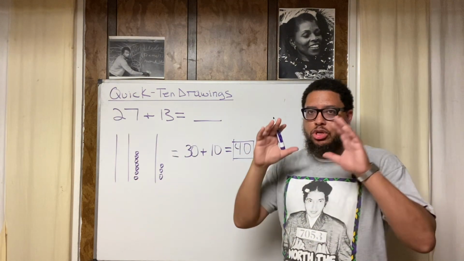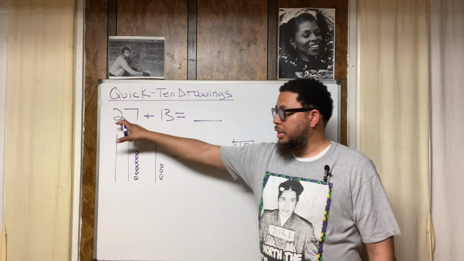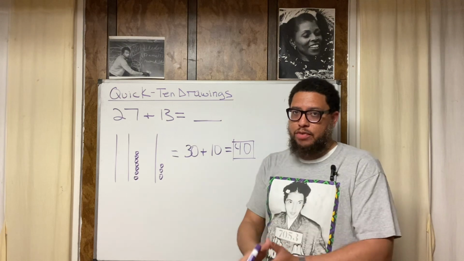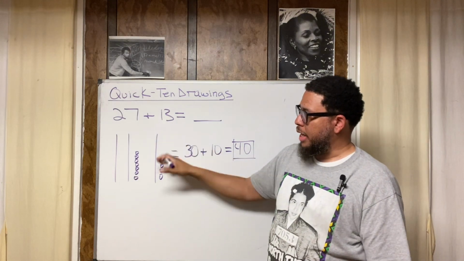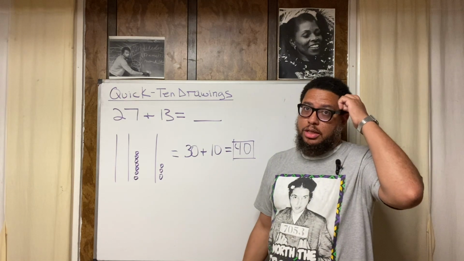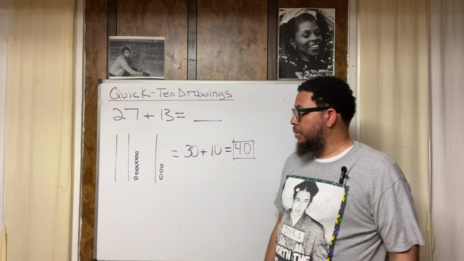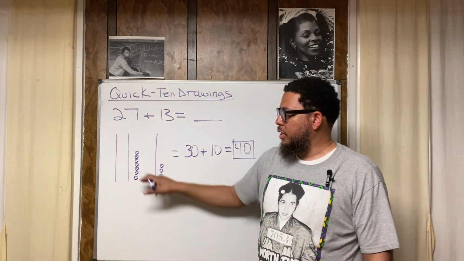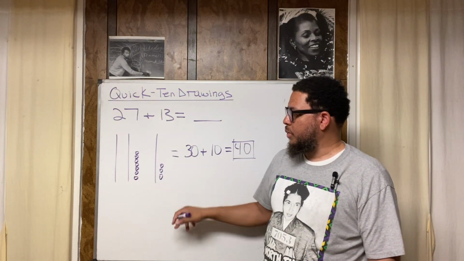Just to show a visualization of what this two-digit number looks like when you break it down by place value, that's what a quick 10 drawing is. That's all it is. Ain't nothing too crazy, and ain't even that deep. So 27, 10 and 10 with 7 ones, 13, 10 with 3 ones.